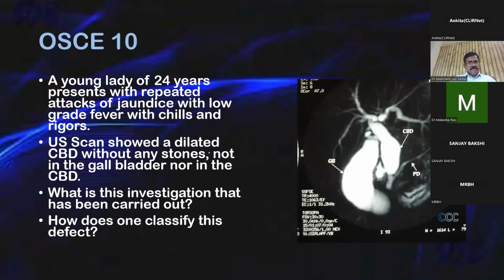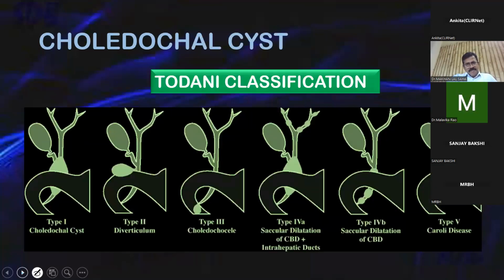You're going to have to classify this. So how do you classify? This is what type of choledochal cyst? Which classification do we normally use? What is that? It goes by a name. Todani classification, a modification of the Alonso-Lej classification. Yes. That's the Todani classification.